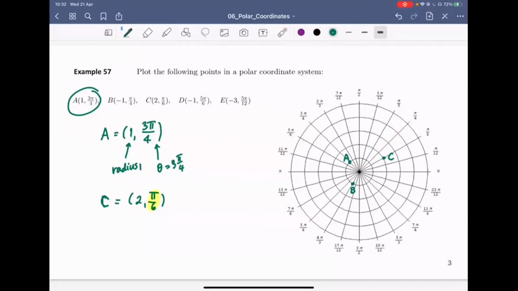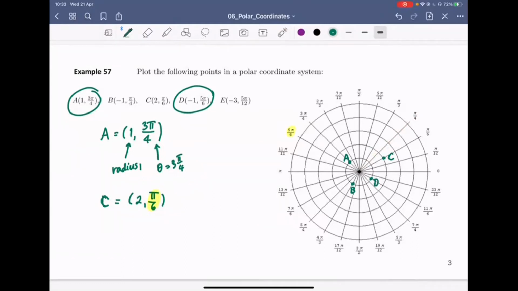Good. And then the point D here, look at 5 pi over 6. Where's 5 pi over 6? Here. 5 pi over 6. And then you move in the negative direction, 1 step. So you're going to get here, this is point D. Well, this is a simple one, just to make you more comfortable with polar coordinates.